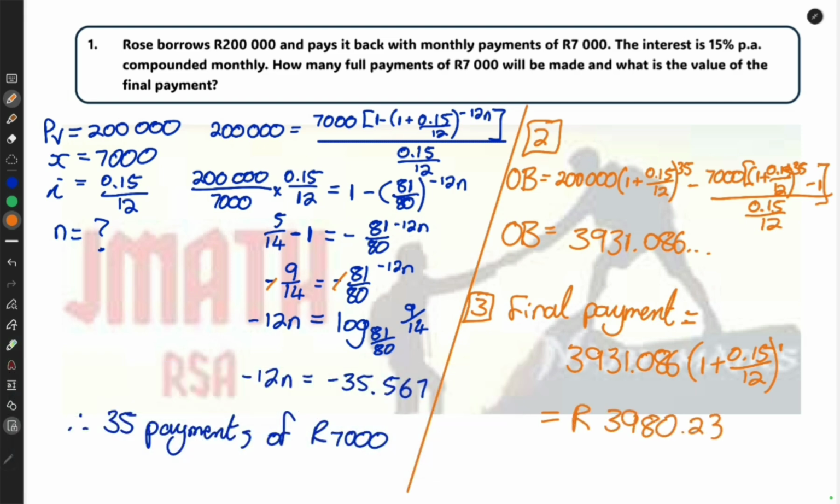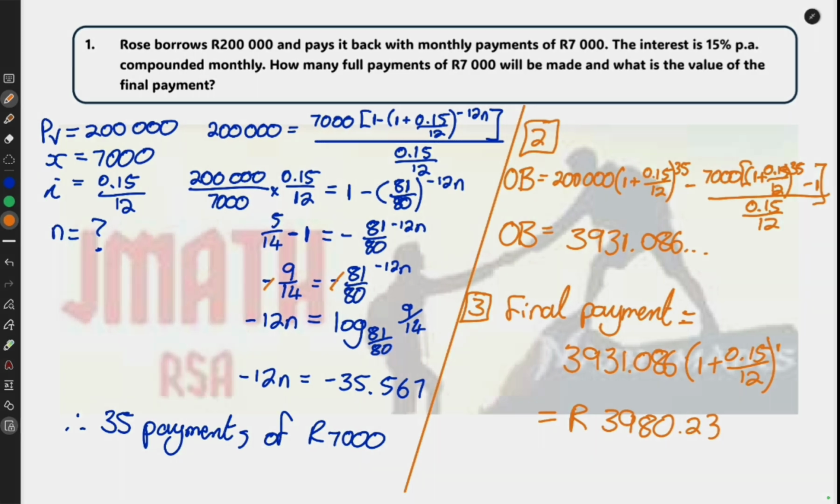So all the other payments, the 35 payments before this, were 7,000 Rand, but then the last one needed to be 3980. Okay, I know this seems complicated. Let's try another one and see how this goes.